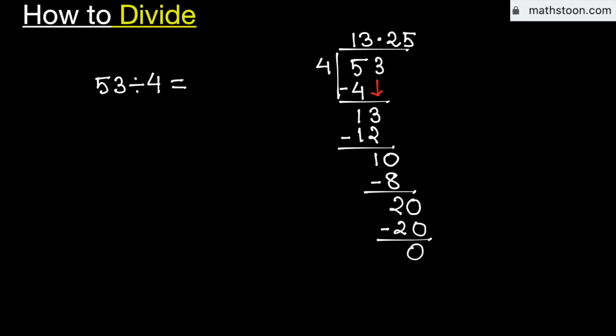Therefore, 53 divided by 4 is equal to this number 13.25. And this is our final answer.